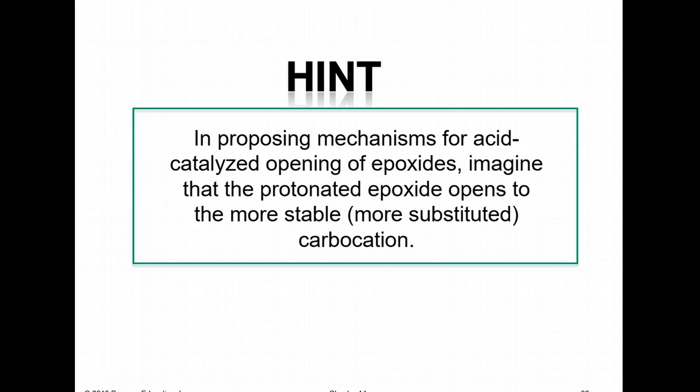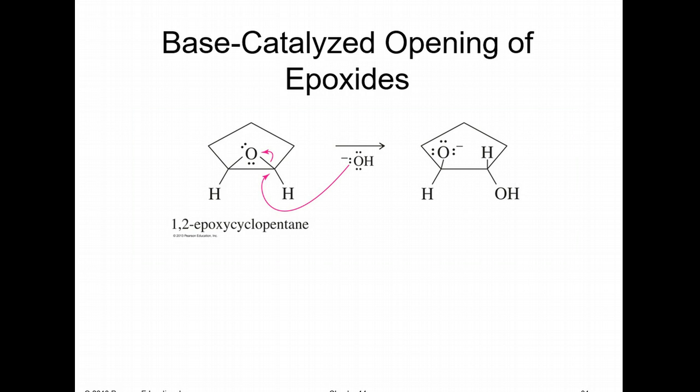All right, here's kind of a hint. Your book kind of does this, and I kind of like it. In proposing mechanisms for acid-catalyzed opening of an epoxide, imagine that the protonated epoxide opens to the more stable, the more substituted carbocation. So always remember, in this case we're not forming carbocations, but that's kind of where our nucleophile is going. It's going to the more stable position.